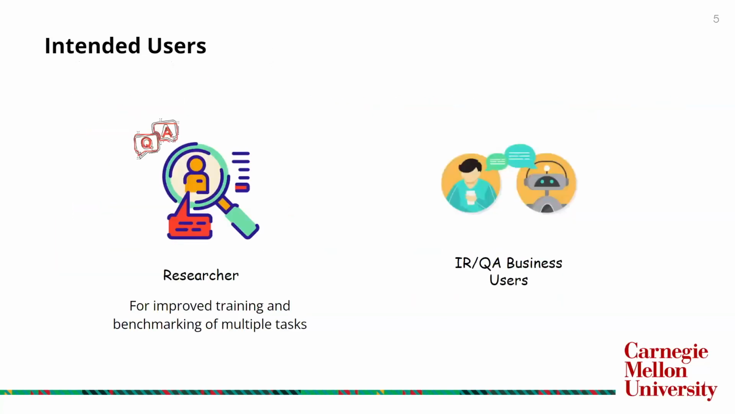And for our intended users, we majorly focus on two groups. The first group are researchers working in the industry of information retrieval, who would use Qtune to improve their training and benchmarking in multiple IR tasks. The second group are IR businesses and users who can use Qtune to improve their IR system's general performance, as well as using it in organizations via internal search.